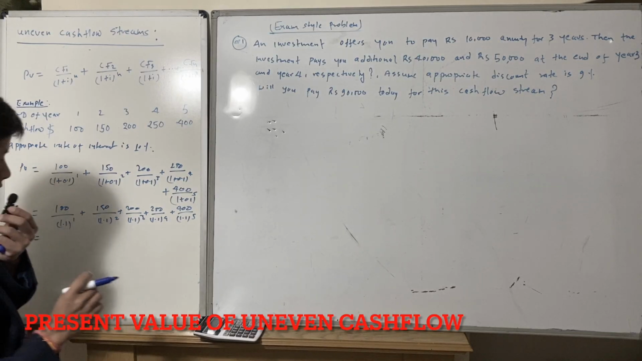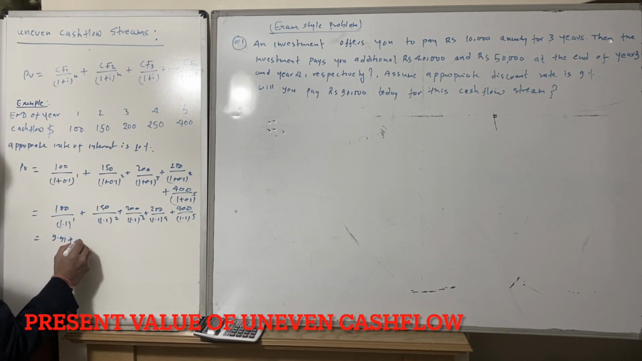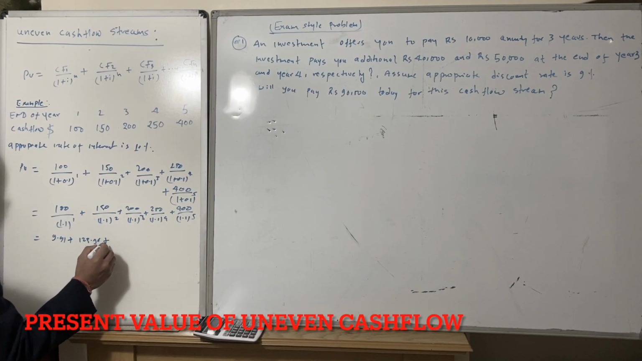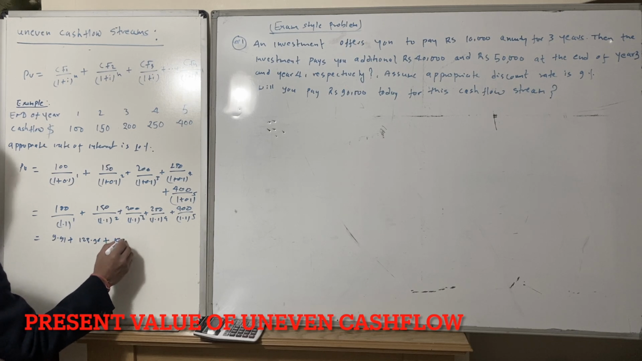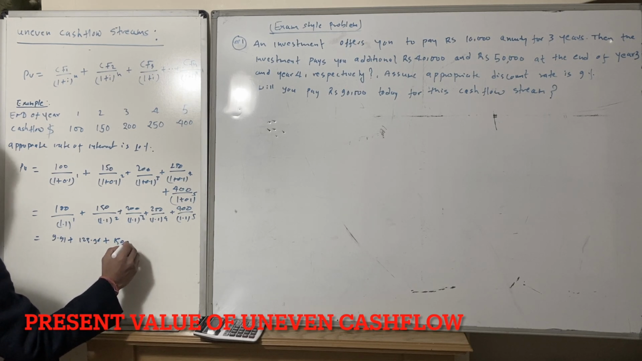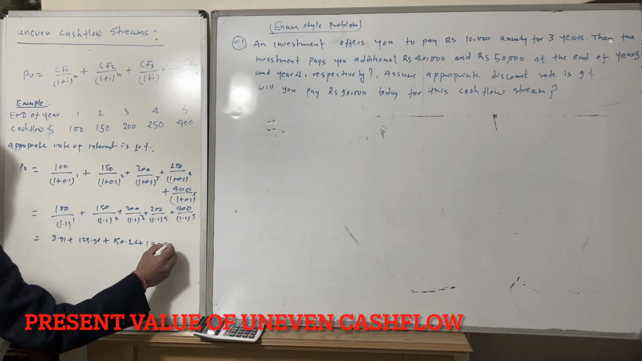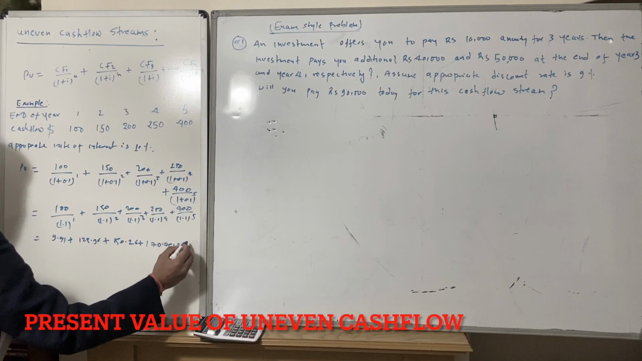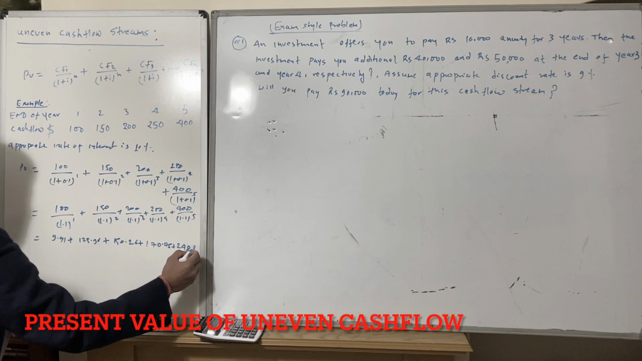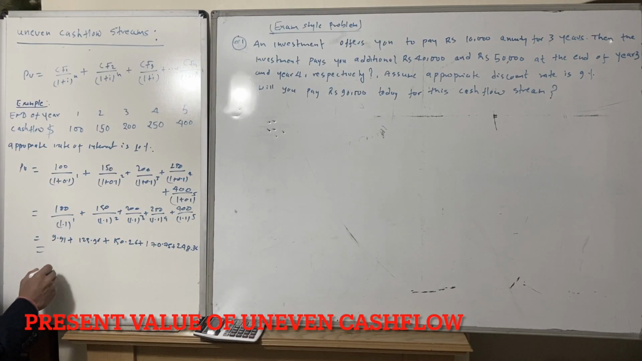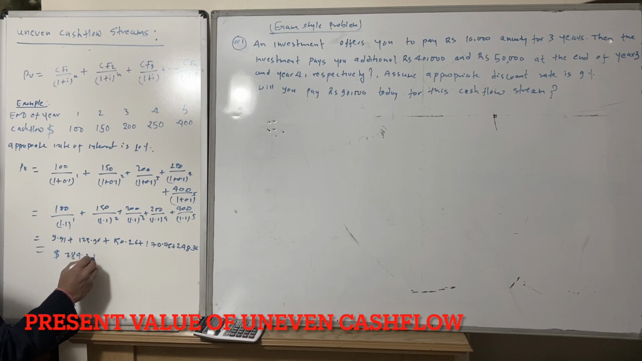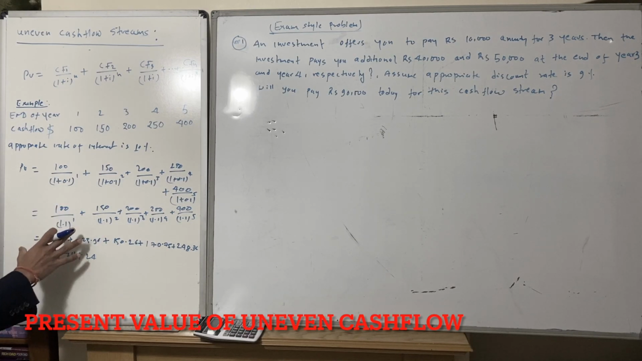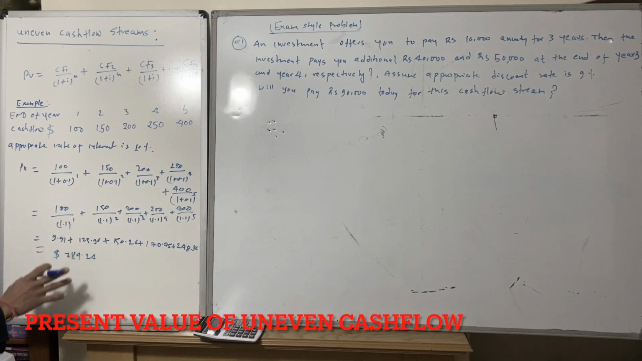Let's use the calculator for this. 90.91 plus 123.96 plus 150.26 plus 170.75 plus 248.36. If you add up all of this, we get $784.24. This is how we can calculate the present value of uneven cash flows.